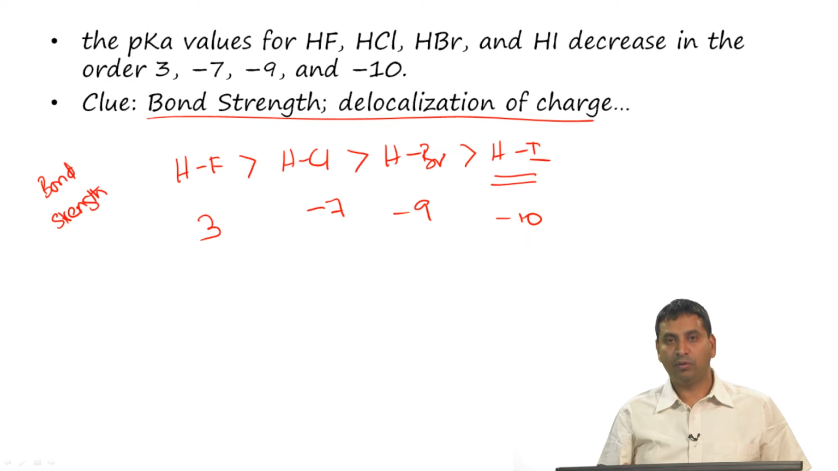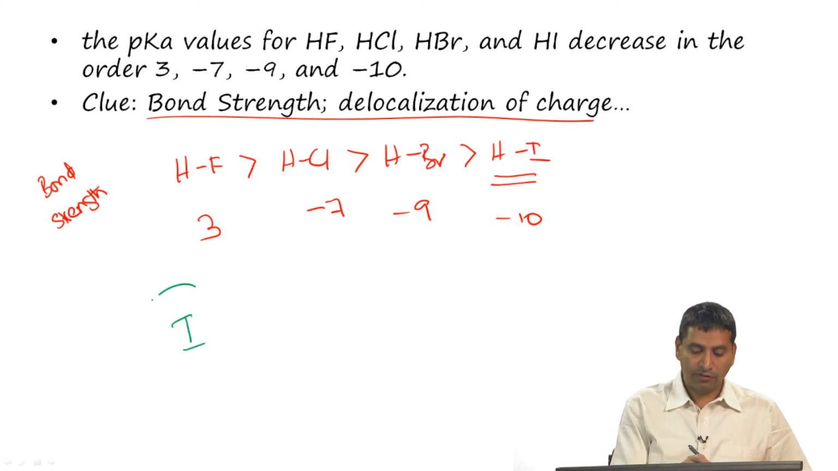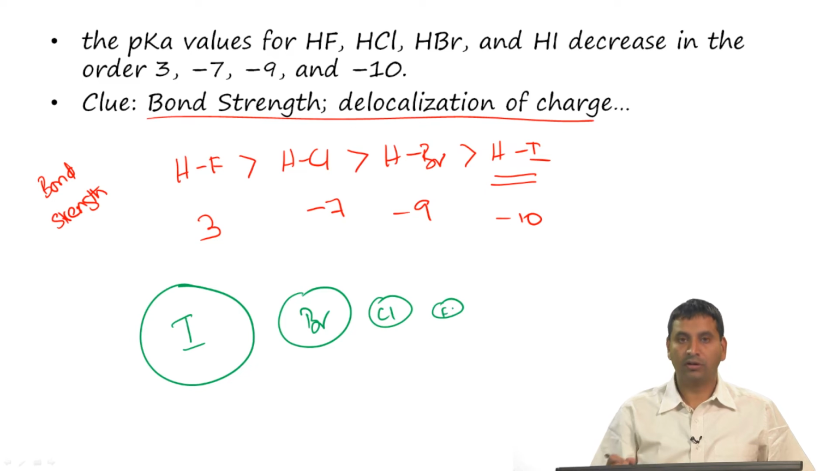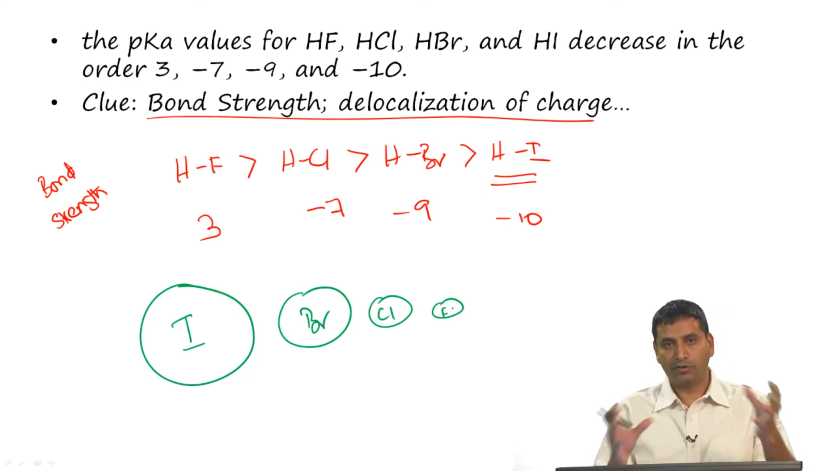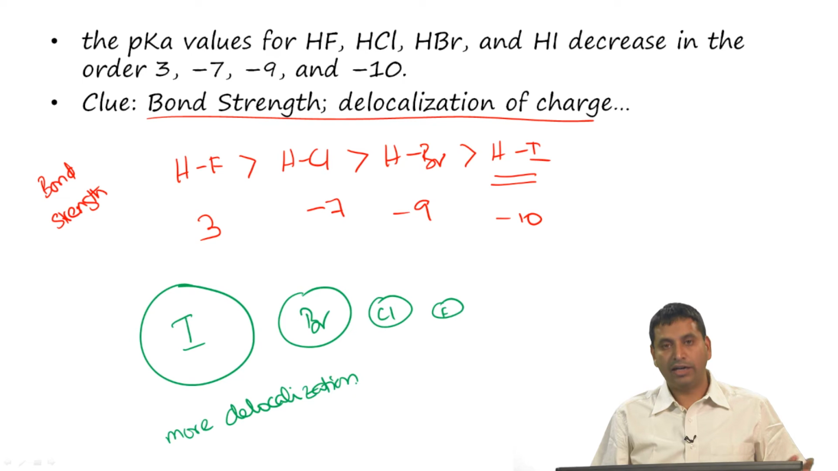The second concept that we want to bring in here is the delocalization of charge. If you want to understand delocalization of charge, then let us look at iodine, which is much larger when compared to bromine, which in turn is larger than chlorine, which in turn is larger than fluorine. So, the negative charge is dispersed in a much larger space, and therefore, there is more delocalization in iodide when compared to bromide, chloride or fluoride. So, this helps us understand the trends in the pKa values.